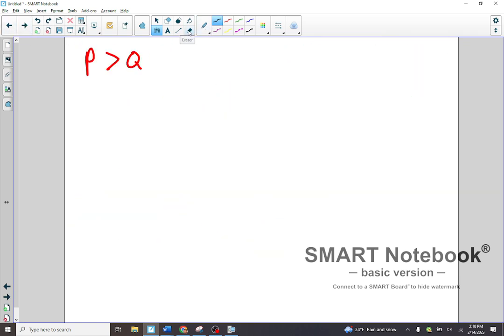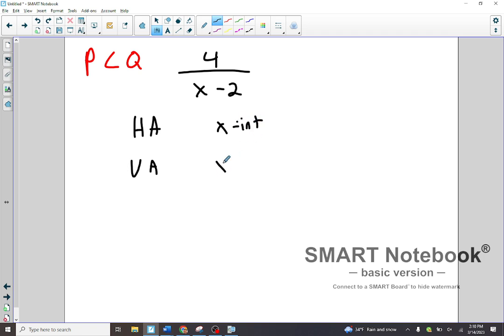Okay, so Q is bigger than P in this case. You don't need to write this, just watch the video. For this one, let's make one up. Let's say 4 over x minus 2. So when P is bigger than Q, you're finding your 6 things. But the P over Q just matters to the horizontal asymptote, right? Yes. All the other things are the same, basically.